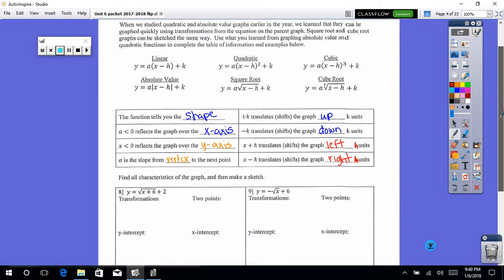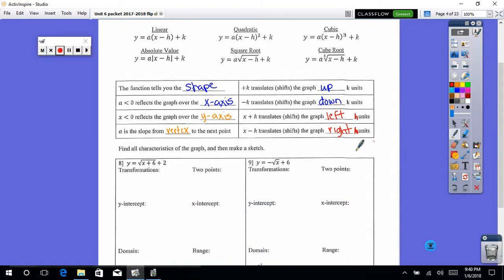Okay, so real quick, let's jump in and do some of these transformations. Okay, this guy right here is the square root graph. I don't have any negatives in front of it, so I'm not flipping upside down. Okay, I do have a plus h in here. Plus h tells me that I go left. In this case, I'm going to go left 6 units. And then I have added a k to the outside. When I add a k, it tells me to go up. In this case, I'm going up 2.